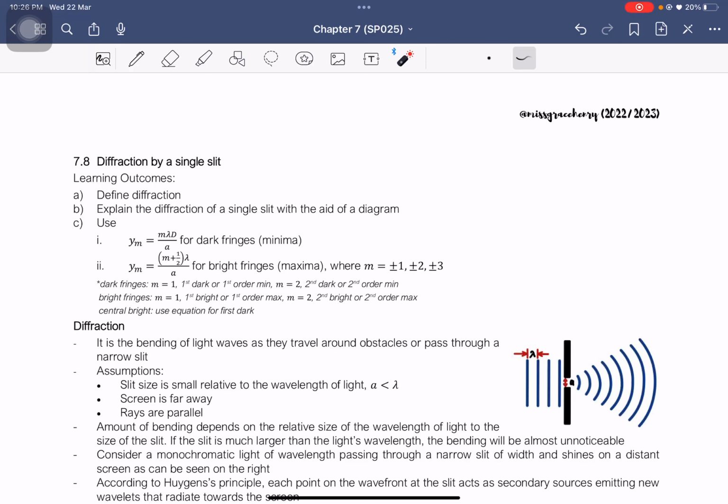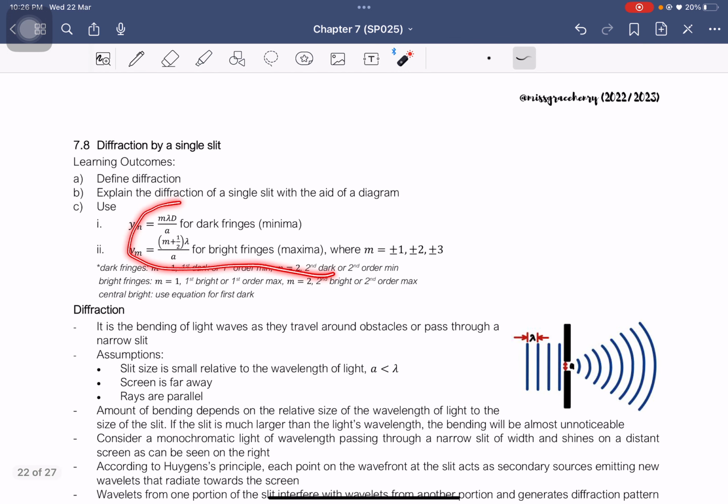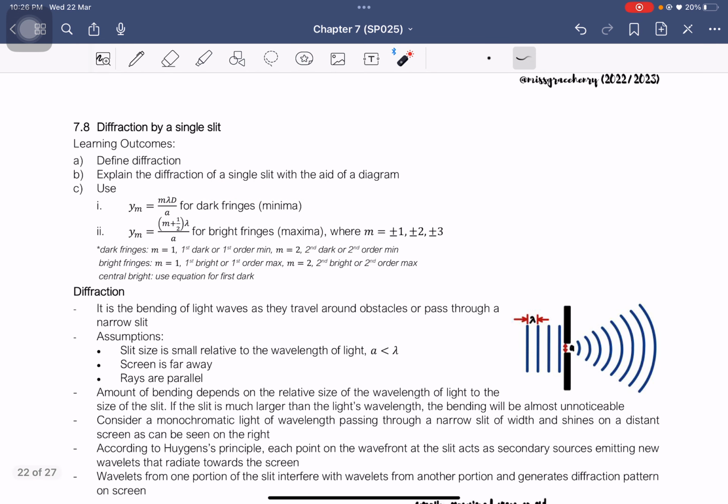Subtopic number 8, which is our second last subtopic, diffraction by a single slit. In this subtopic, you have to be able to define what is diffraction, explain the diffraction of a single slit with the aid of a diagram, and use this formula here to solve for whatever the question asks for.